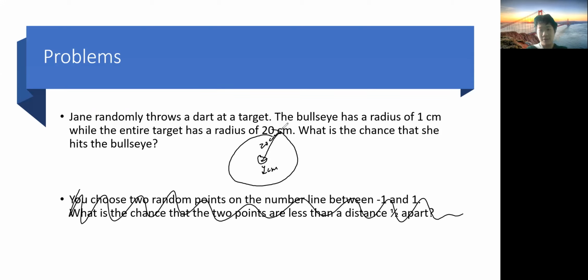The formula is that we find the successful area and we divide by the total area. The successful area is just a circle with radius 1. 1 squared times pi. Total area, well, that's a circle with radius 20. So 20 squared. The pi's will cancel. So the probability is 1 squared over 20 squared, which is 1 over 400, which is pretty slim, which is why playing darts is hard if you don't know how to do it, if you're doing it randomly. Okay.